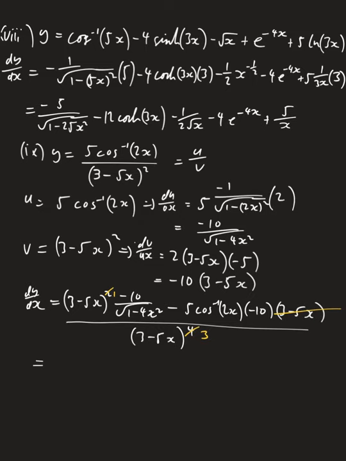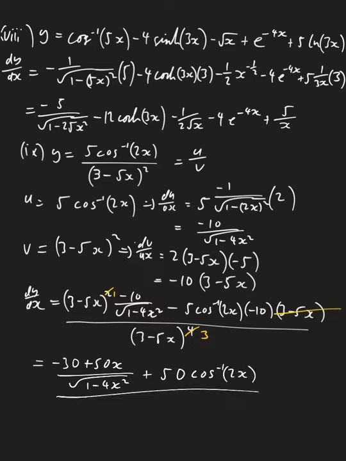So we're almost there. Tidy all that up and multiply it out. So I have 3 minus 5x times minus 10. That is minus 30 plus 50x. And on the bottom I have the square root of 1 minus 4x squared. Then minus 5 times minus 10 is plus 50. And I have my inverse cosine of 2x there. And it's all over (3 minus 5x) to the power of 3. And that's that. That is question 8 on exercise sheet 3.